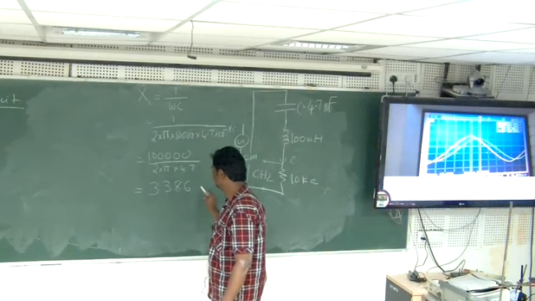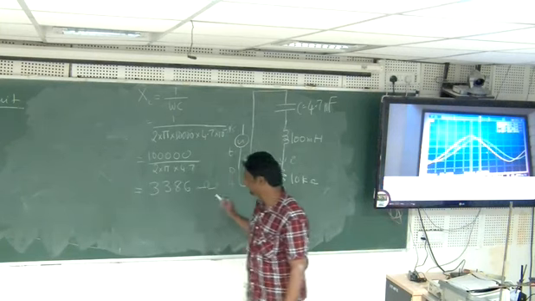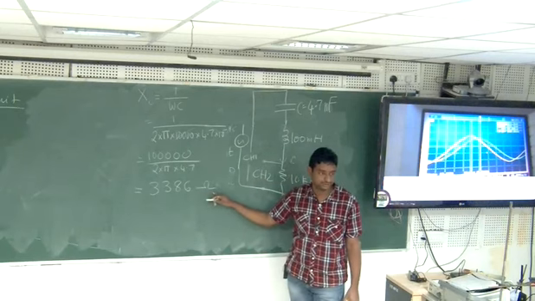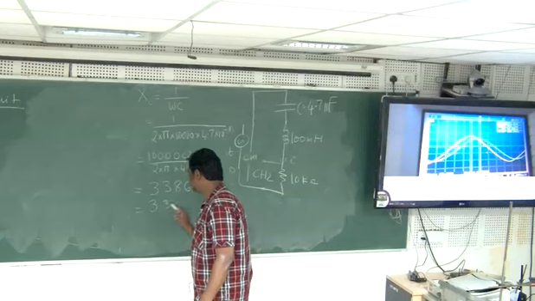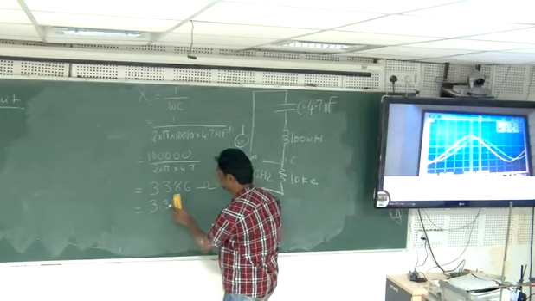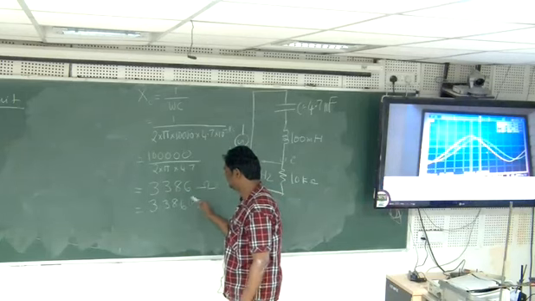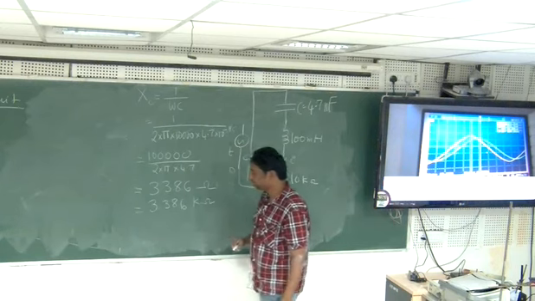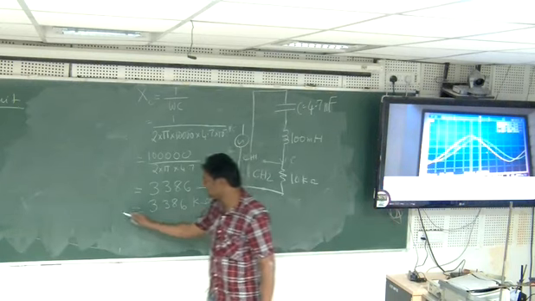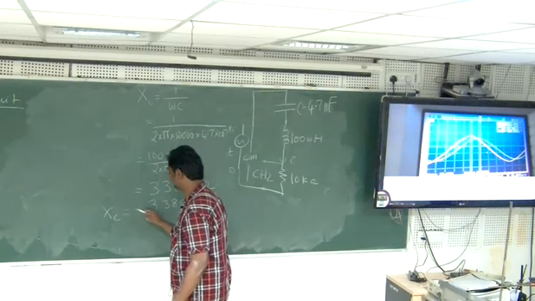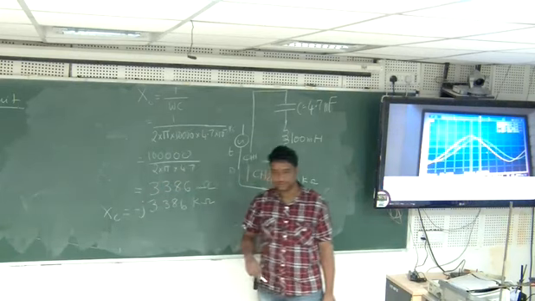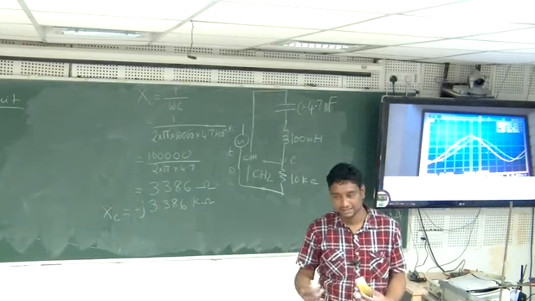3386. So we'll neglect that. 3386 ohms. Or I can write it 3.38 or 3.386 kilo ohms. Now, in order to represent it is XC, I'll put minus J. So just minus J indicates it's a XC.